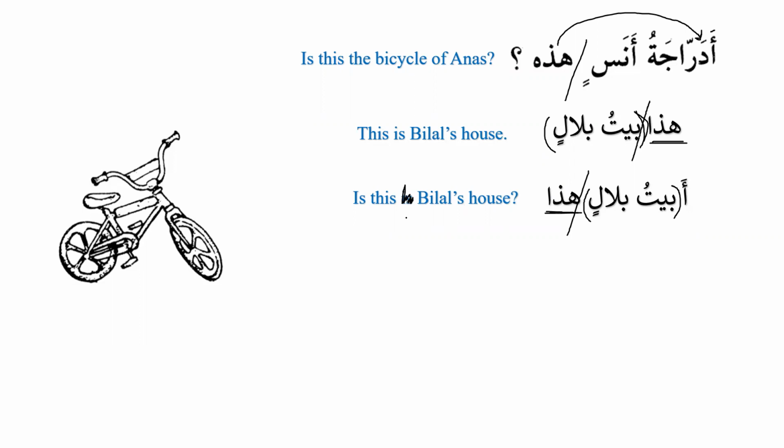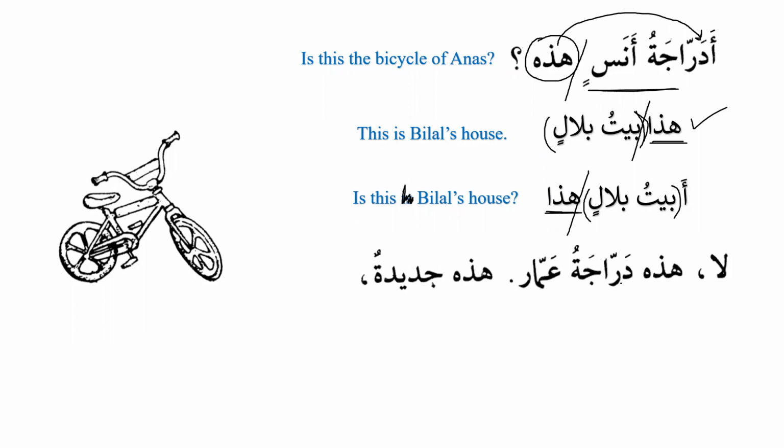So that is a very important point, that whenever we have mudaf mudaf ilayh, we need to be careful. We need to be very careful about the position of ismul ishara. If it comes before mudaf mudaf ilayh, it becomes a complete sentence. But if you want to ask a question, then you have to put ismul ishara after the possessive phrase, after mudaf mudaf ilayh. I hope inshallah it's clear now.